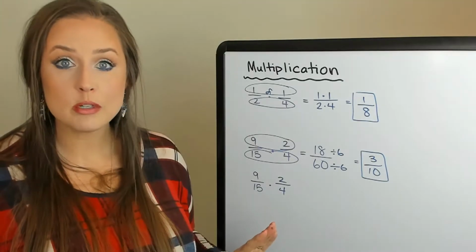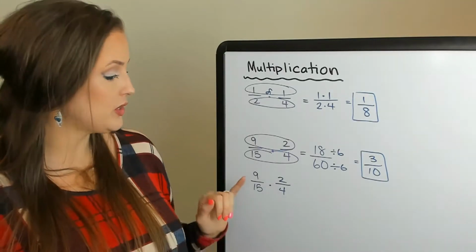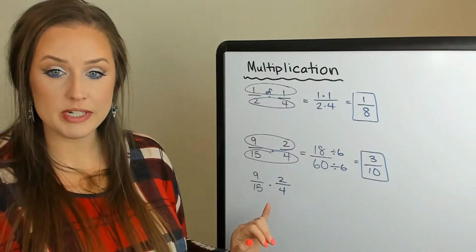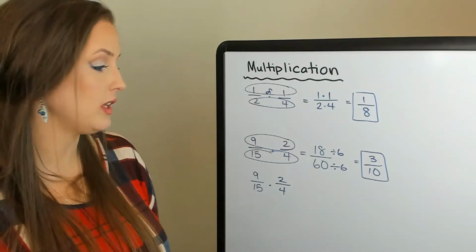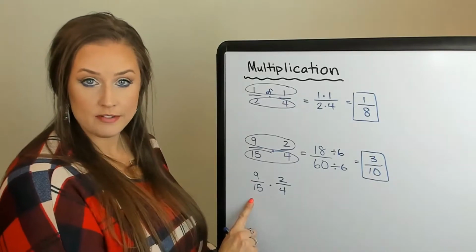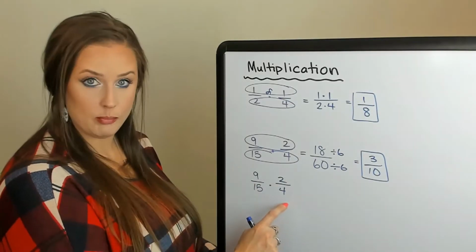This time we're not going to multiply straight across. We're actually going to reduce vertically before we start. Now, if you remember, we can do that in addition and subtraction as well. You can always reduce vertically on these. So let's reduce our 9 and our 15 both by 3 and our 2 and 4 both by 2.